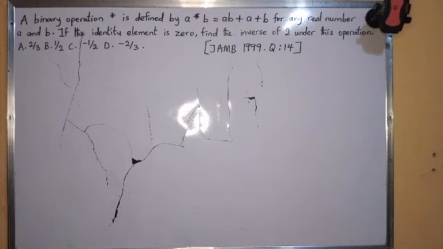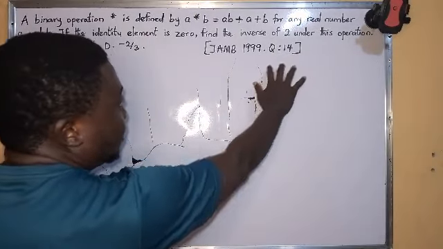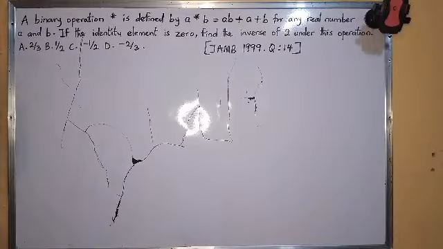A binary operation is defined by A operation B is equal to AB plus A plus B for any real numbers A and B. If the identity element is 0, find the inverse of 2 under this operation. This is JAMB 1999, question 14. The previous question treated under binary operation is question 10, the same year.